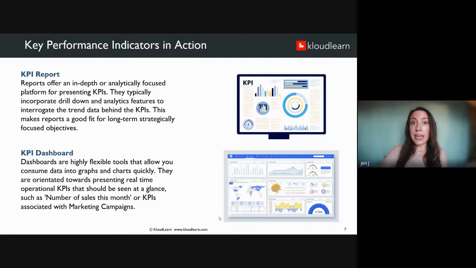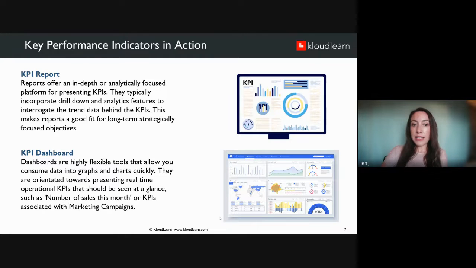Key performance indicators in action. Reports offer an in-depth or analytically focused platform for presenting KPIs. They typically incorporate drill-down and analytics features to interrogate the trend data behind the KPIs. This makes reports a good fit for long-term, strategically focused objectives.